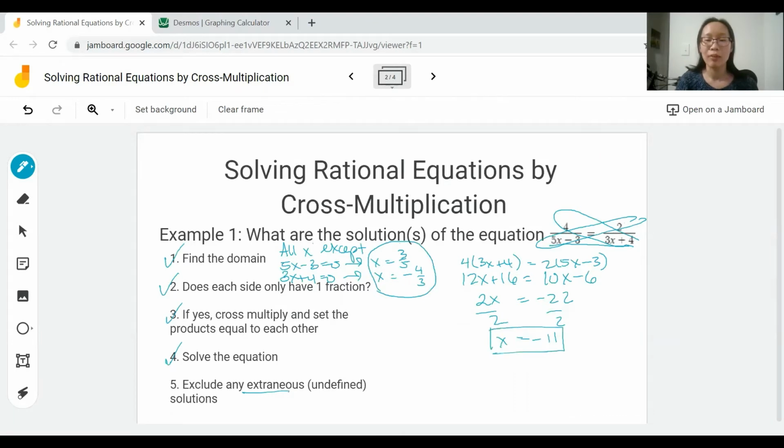How do I know if I'm right? I can do this two ways. I'm going to check algebraically by plugging in the negative 11 back into my original equation, or I can use a graph. I'm going to pause the video and do the algebraic check now.